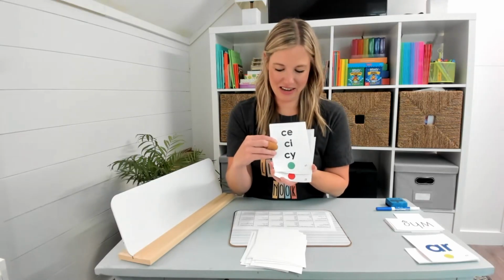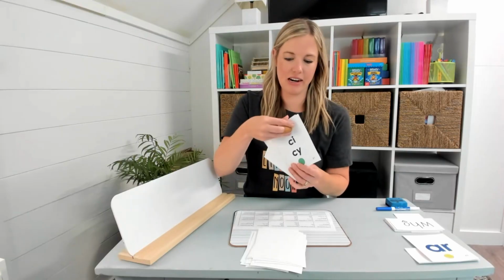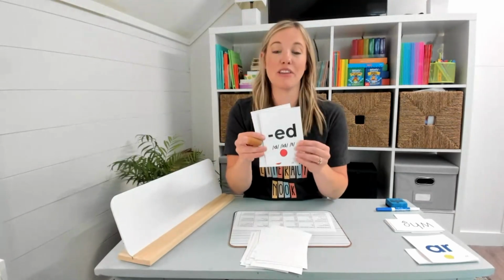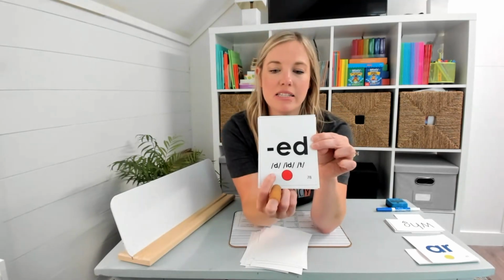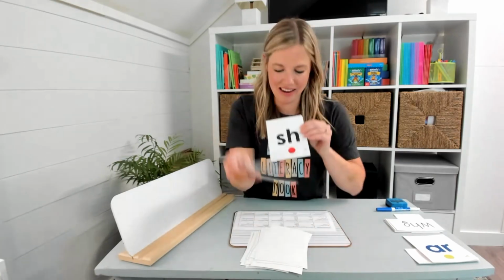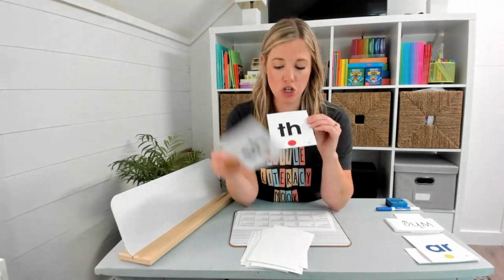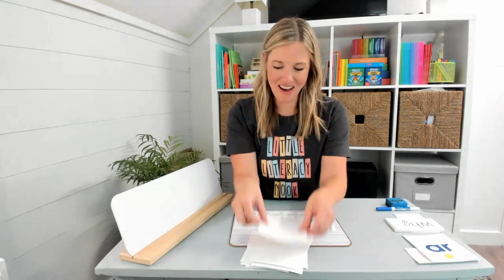C, S. Good. Oh, we're stuck here. There we go. Okay, 3 sounds for ED. ED can spell d, id, or t, depending on the letters before it. Good. Sh, or. Awesome job reviewing our sounds.